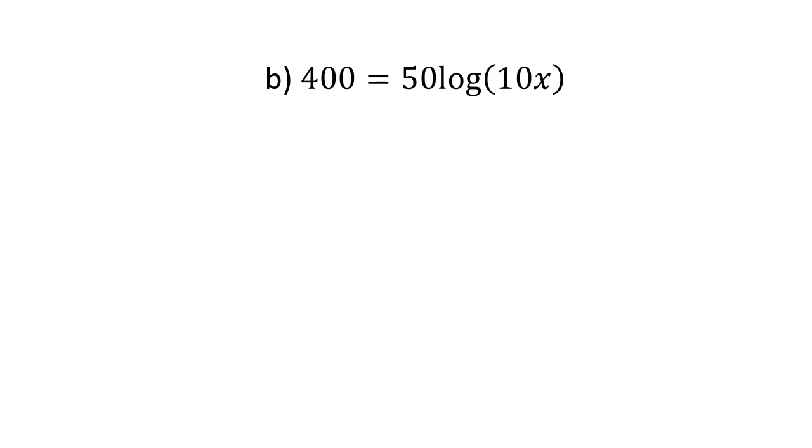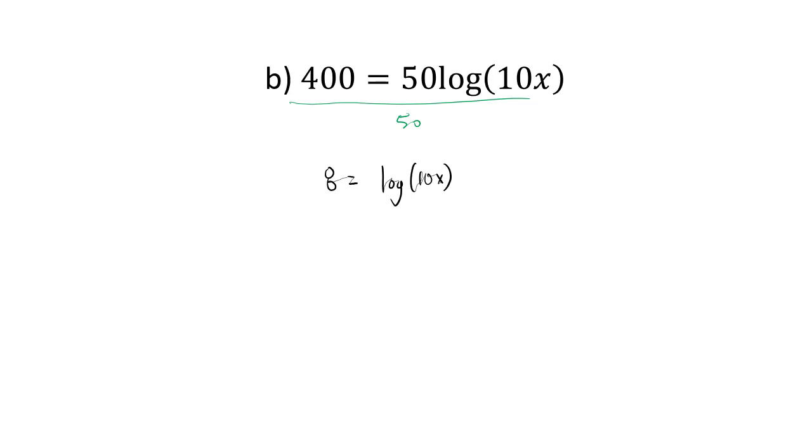Here we have another one, 400 equals 50 times the log of 10x. Now, just like with anything, we should probably see if we can simplify this first. So we're going to divide everything by 50 first. And when we do that, we'll end up with 8 equals log of 10x. Again, we have to recognize that this is a common log because there's no base shown. That means it's base 10.